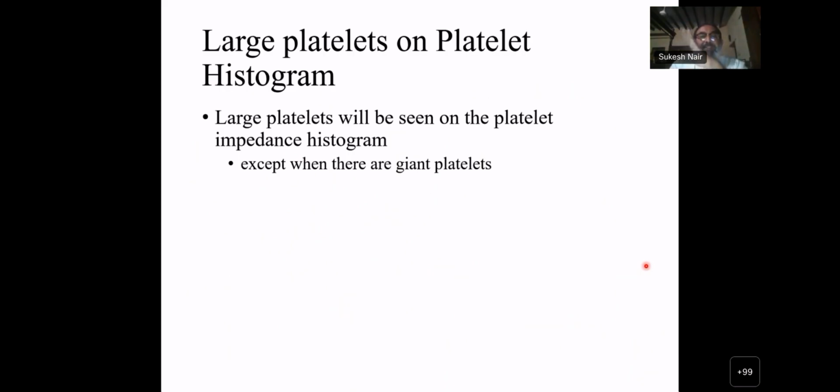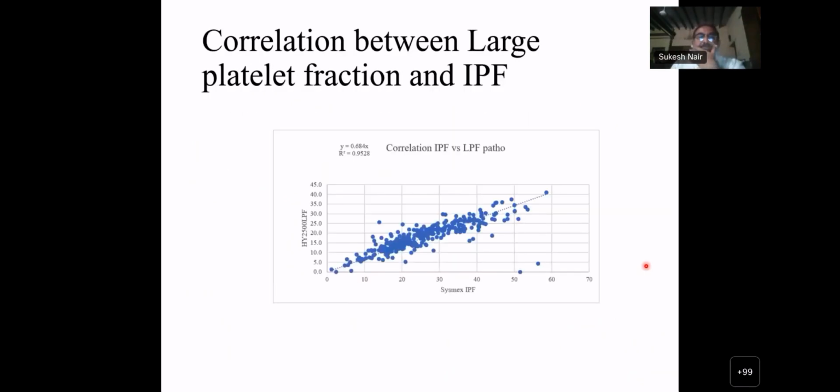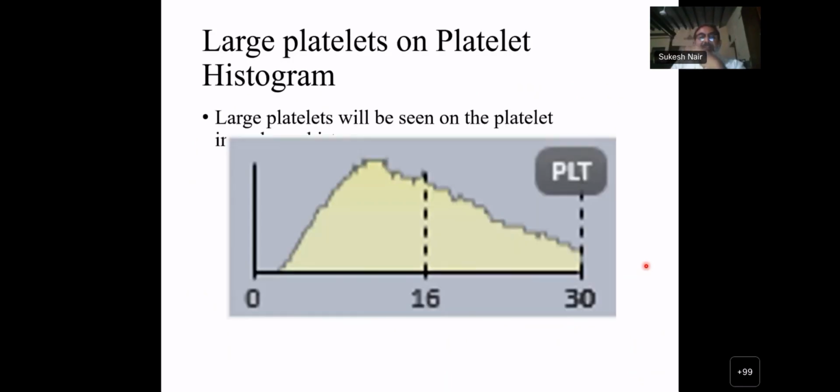Now the importance of the red cell platelet histogram is that you can identify large platelets and giant platelets on the platelet histogram. We compared a study where we looked at large platelet fraction versus the immature platelet fraction, and we found that the large platelet fraction correlated very well with the immature platelet fraction, which basically means there is no such thing as immature platelets. They were only large platelets. And large platelets are seen on the platelet histogram.